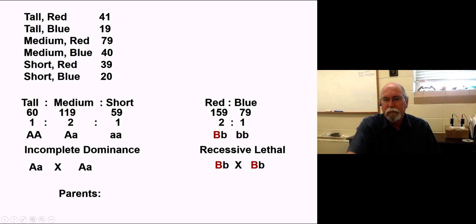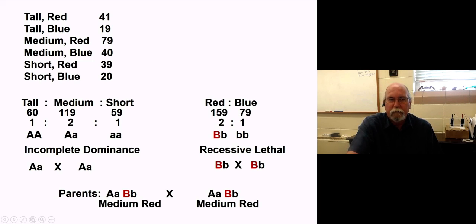If I think about what the parents are, well, one parent is big A little a, and the other one's big A little a. So that means they're mediums. So I must have 2 mediums here, right? And on the other side, they are big B, little b, which means that they're going to be red. So this is a classic dihybrid, double heterozygous cross. Both parents are double heterozygous. Both parents are medium red in this particular case, okay?